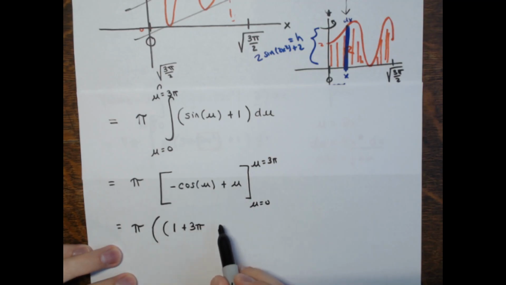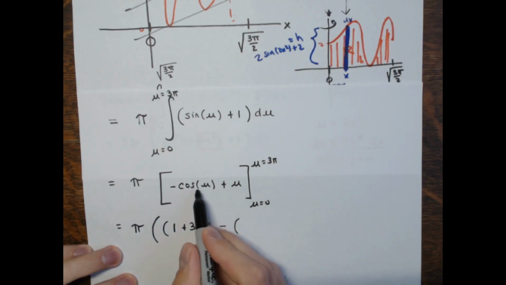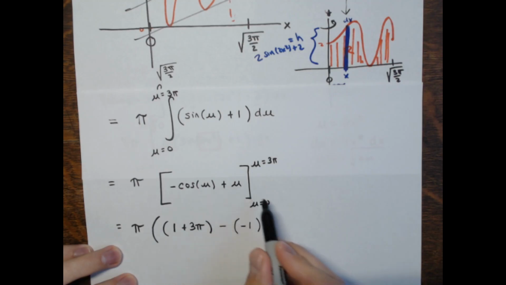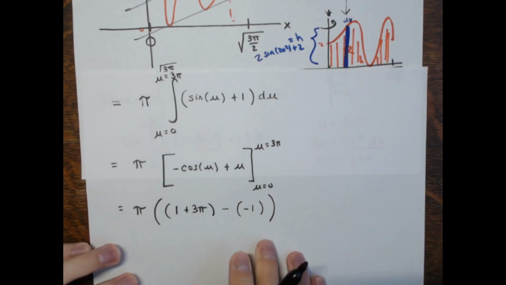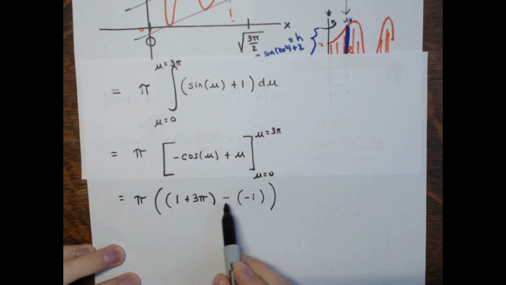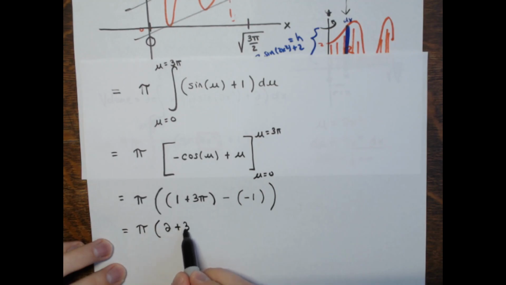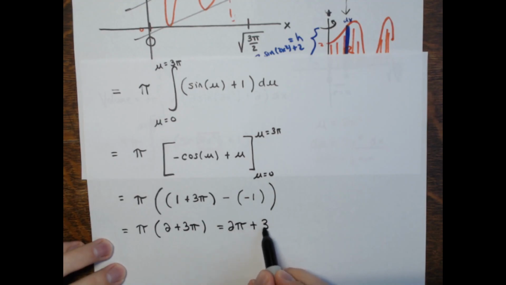All right, so that's what I get when u is 3 pi. And then we're subtracting from this when u is 0. Now the cosine of 0 was 1, and this would be negative 1, and then plus 0, so I don't need to write plus 0. And then 1 minus negative 1, that'd be 1 plus 1, that'd be 2 plus 3 pi in here. So this is pi times the quantity, 2 plus 3 pi. And if you distribute the pi, you'd have 2 pi plus 3 pi squared.